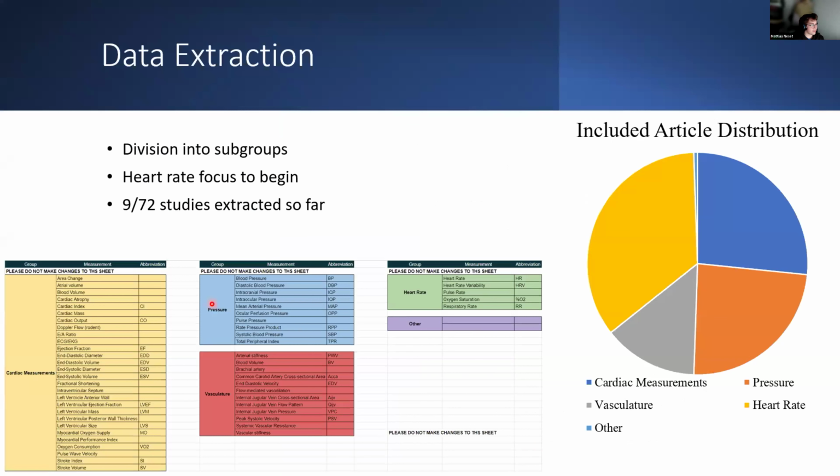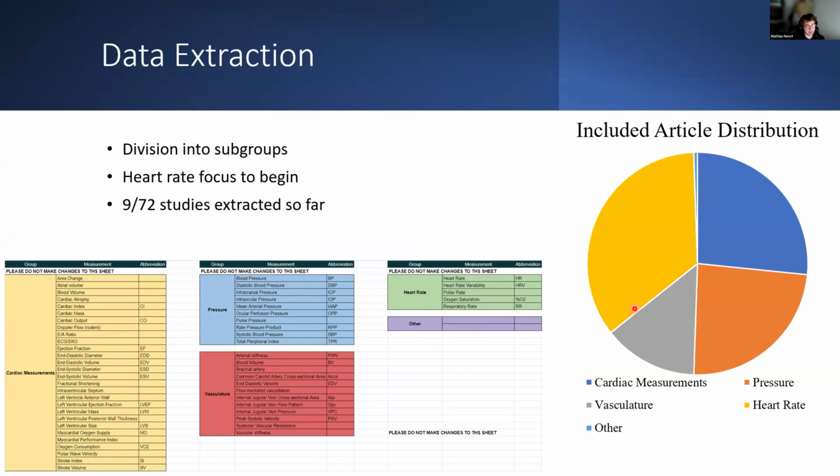The tables on the screen here might be a little bit hard to read, but the idea behind them is that these are all the cardiovascular outcomes that we expected to be reported, which have been divided into 5 main groups, as denoted by the colors. Here we have the cardiac measurements, the pressure, vasculature, heart rate, and anything other that wasn't in there.